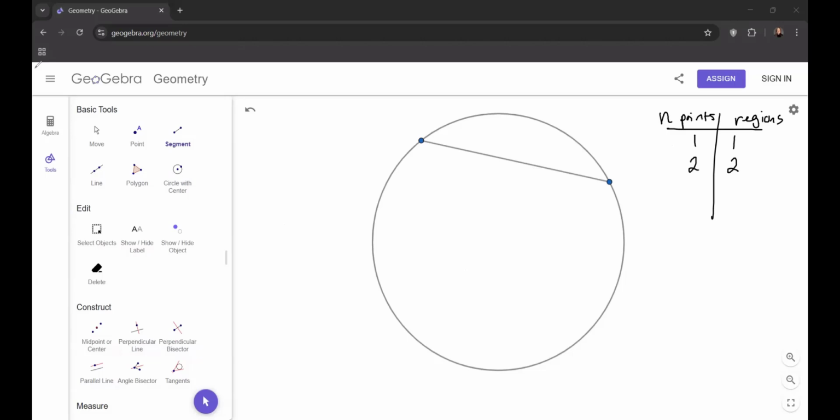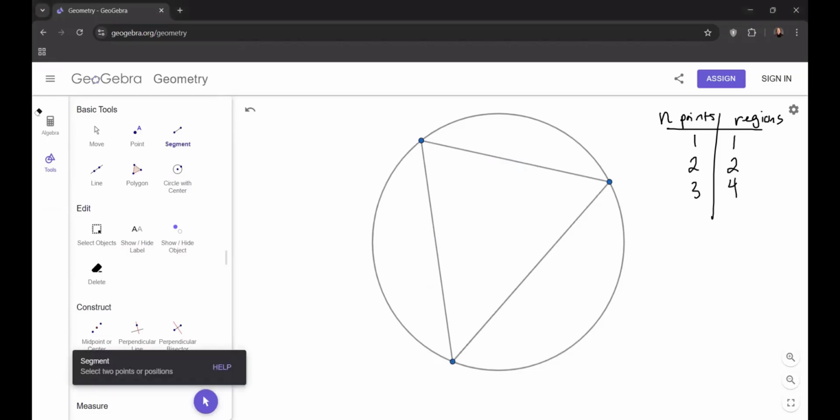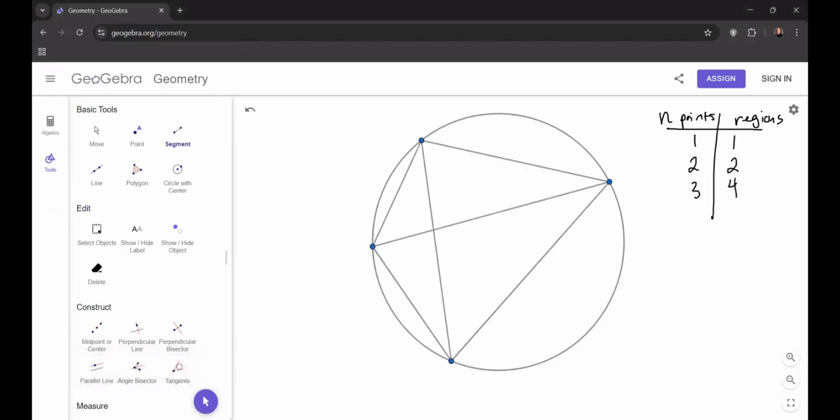If I go ahead and add a third point, and if I add another point, our goal is to figure out, if I have any number of points, how many regions am I going to have? And there seems like a pretty obvious pattern so far. So right now, we're doubling every time. I'm going to go ahead and spoil it and say this pattern doesn't hold.